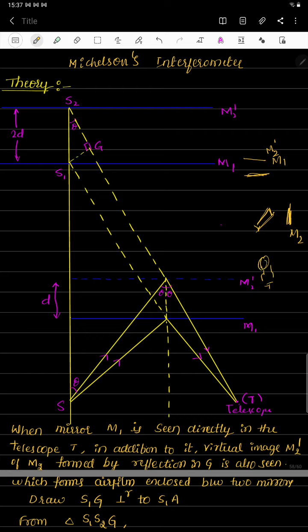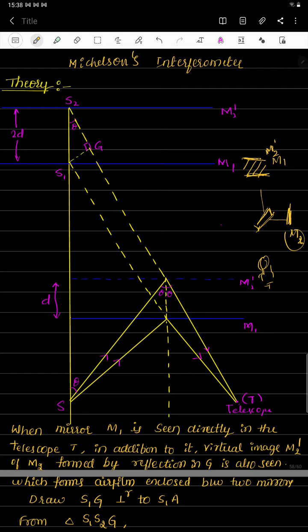In the telescope you are going to see two mirrors. One is the actual mirror M1, and then the virtual image of M2. This M2 dash is formed because of the reflection in the glass G. M2 dash is the virtual image of M2 and M1 is the real mirror, and in between these two mirrors an air film is going to form. So between M1 and M2 dash there will be the air film that is created.